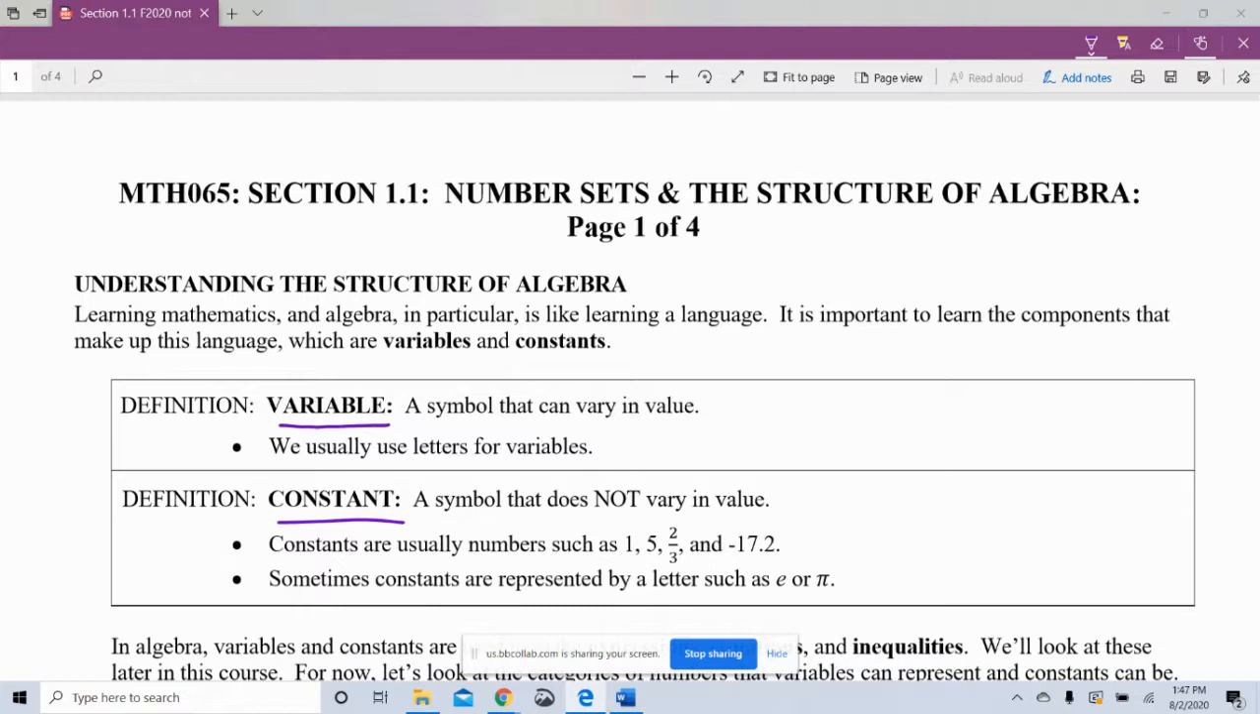And so that's variable. Now, a constant is actually the opposite of a variable because a constant is a symbol that does not vary in its value. It always stays the same. So all the real numbers in the world, like 1 and 5 and 2/3 and -17.2, like you see here, these are all constants because their values don't change. 1 is 1 is 1. It doesn't change to something else.